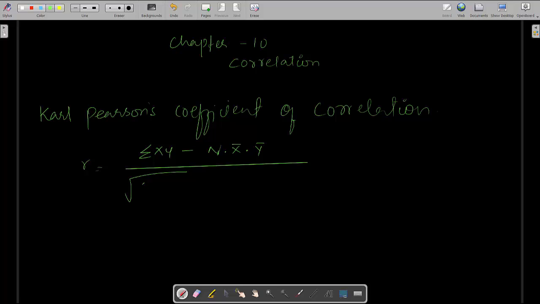the square root of sigma x square minus n x mean square, into sigma y square minus n y mean square. So this is the formula to calculate Karl Pearson's coefficient of correlation.